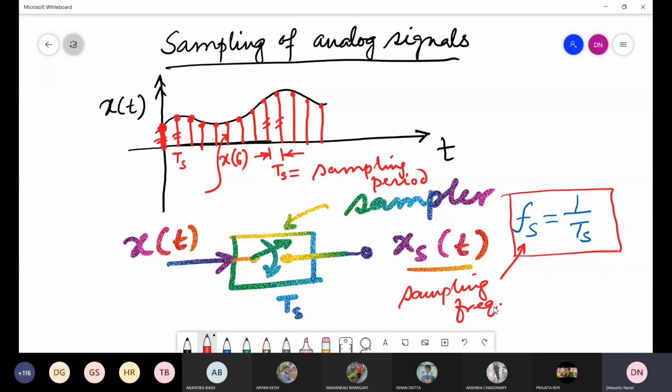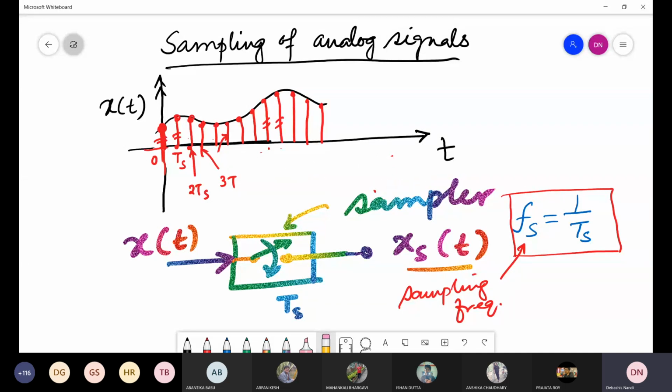Now I want to write here in this form, then it will be clear. First, I am removing this. So if this is 0, the first sample is situated here at the origin. Therefore, this point will be 0, this point will be TS, this point will be 2TS, and this point will be 3TS. So we move in this way towards the right side of the time axis.